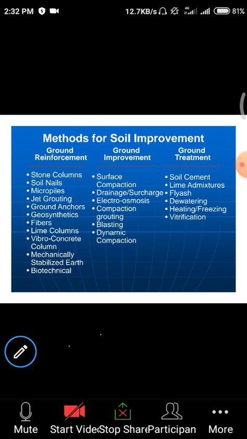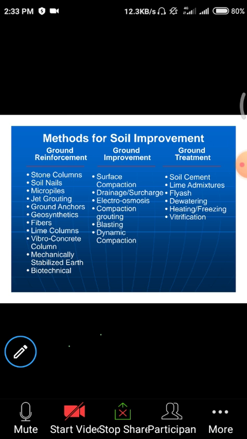Like soil cement and lime admixtures, fly ash, dewatering, heating, freezing, and vitrification. Soil or ground treatment means the top layer of the soil is treated with some amount of additive materials like soil cement. The soil is mixed with cement, and that mixture is applied to the topmost layer of the soil to improve its properties and to control erosion and other parameters occurring in that soil strata.